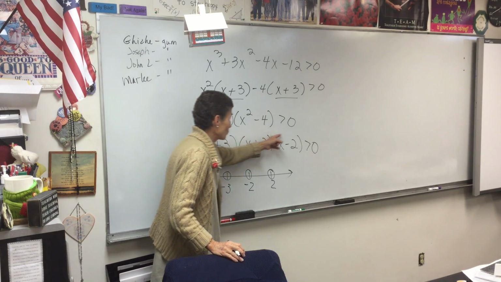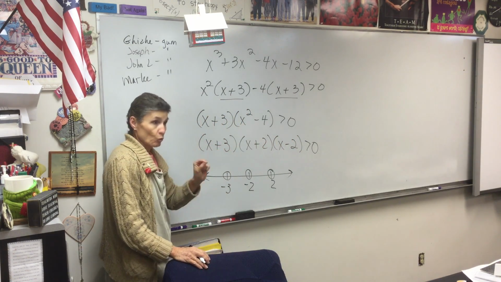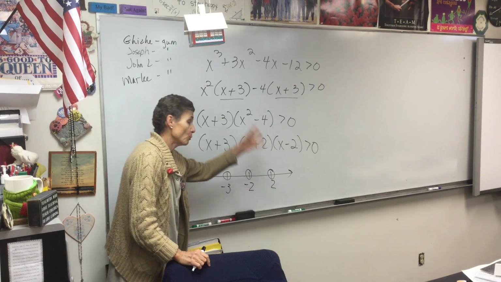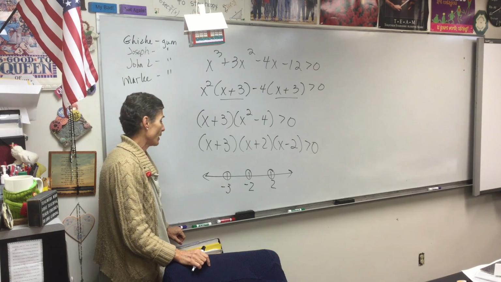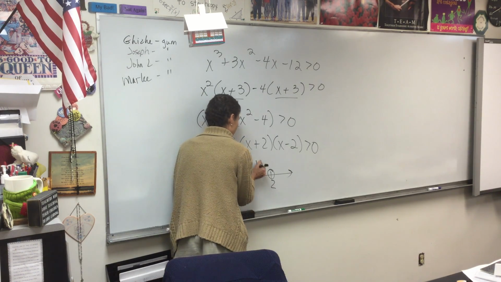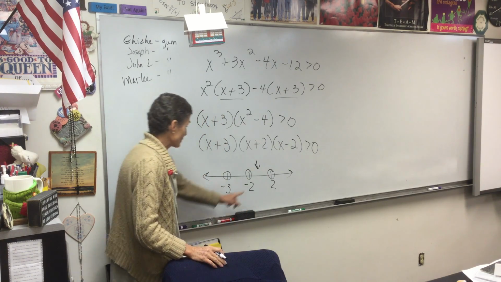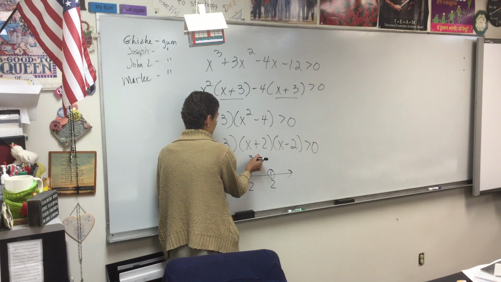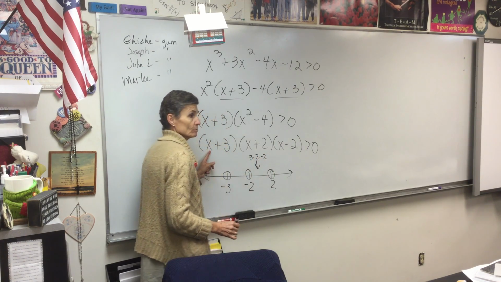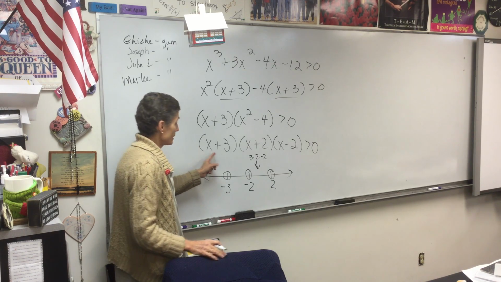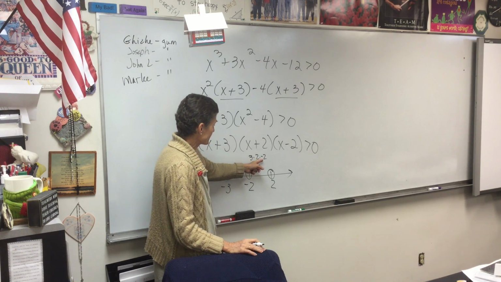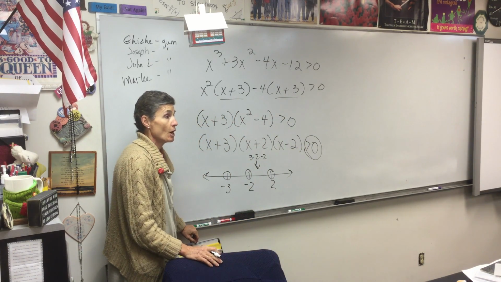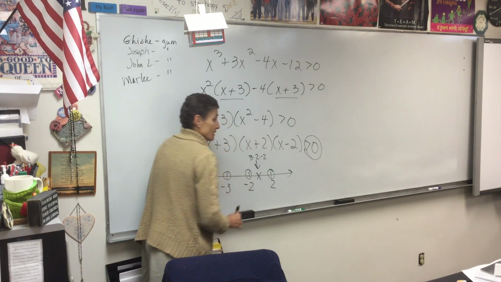Now, none of these are squared. Your shortcut will work. Try one number. Any number you want, anywhere on there. 0. I love it. 0 is in here. That's where 0 would be on the number line. So 0 would give me 3 times 2 times -2. Does 3 times 2 times -2 give me greater than 0? No. So that didn't work.